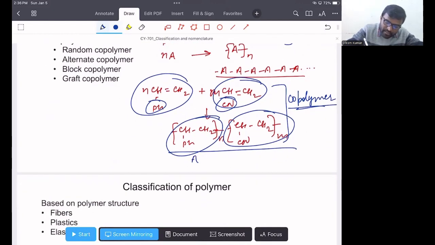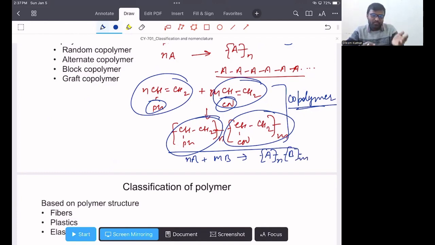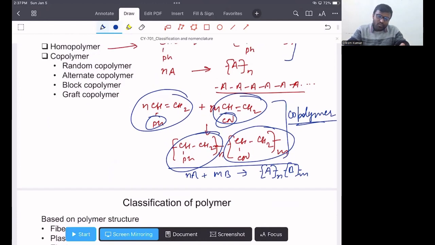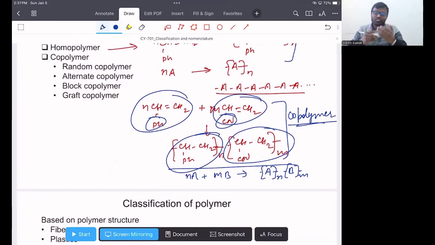So we have A and we have B, and you have the A repeat unit and the B repeat unit, right? So this is kind of the copolymer. Based on the position of the repeat unit in the copolymer, we have four different kinds of copolymer: random copolymers, alternate copolymers, block polymers, and graft copolymers.